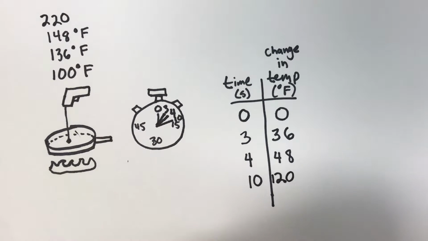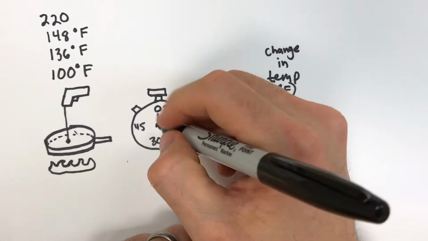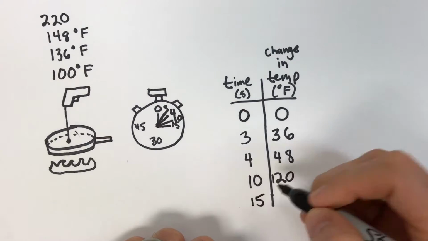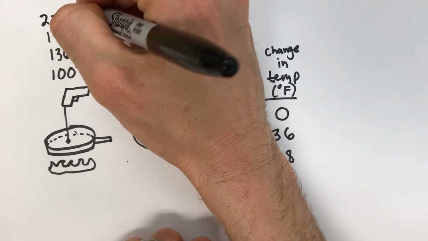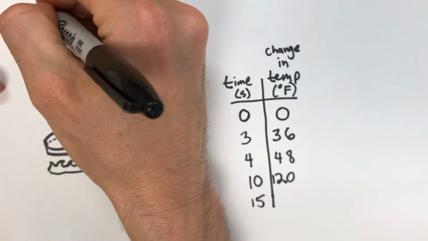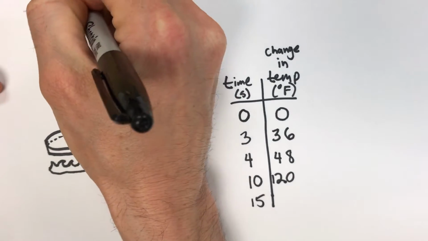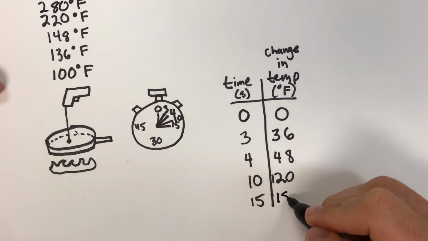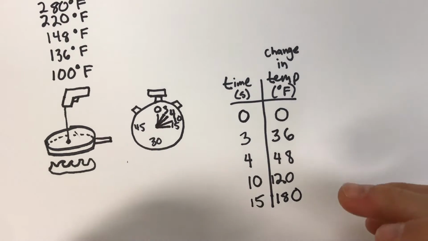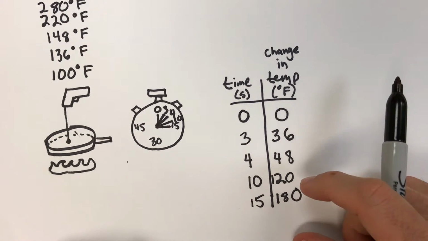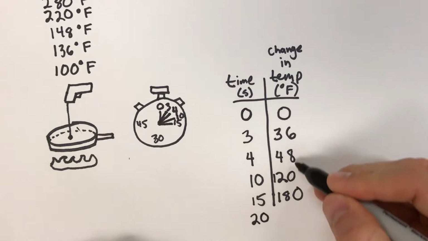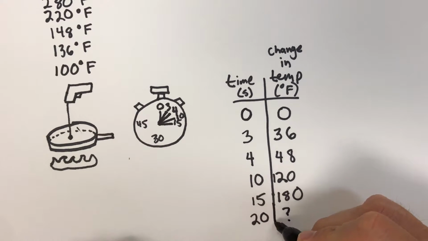Okay. And we'll do it one more time at 15 seconds. We measure the temp again. Sorry, that was degrees Fahrenheit. And at 15 seconds, it's 280 degrees Fahrenheit. So that means the total change is 180. So now you've got to determine, is this an example of a simple integer multiplication equation? And if it is, answer the following question. How much will the change in temperature be at 20 seconds?